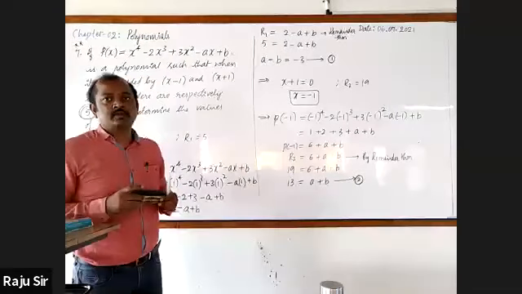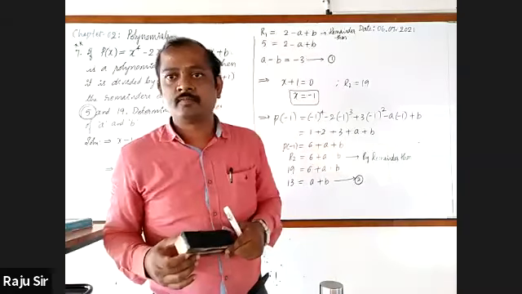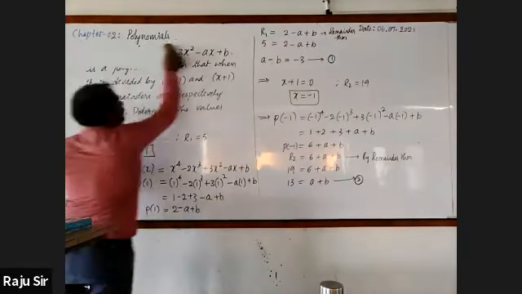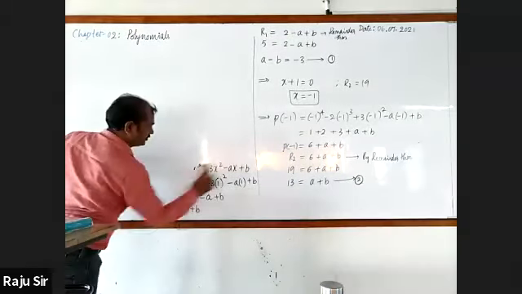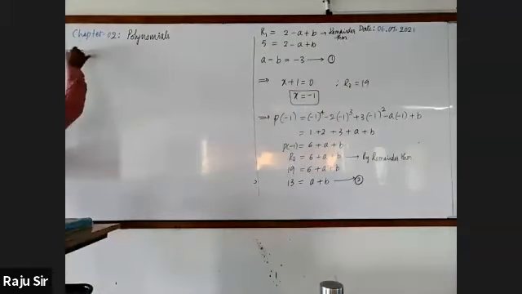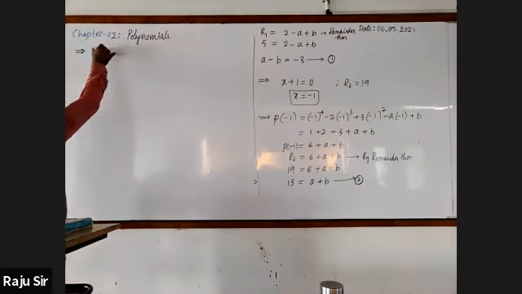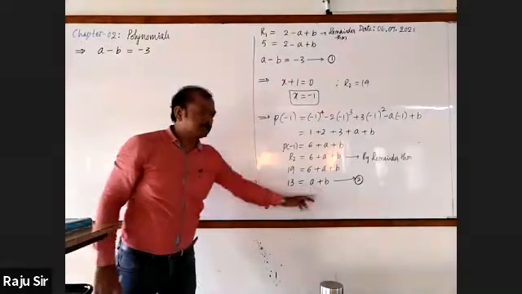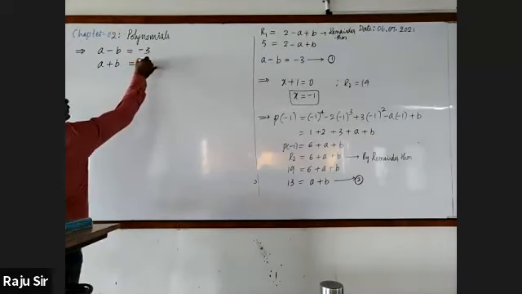Here, let's go for solving. Sir, linear pair. Pardon me? Very good, like linear pair. Sir, what is the meaning of linear pair? Let me write both the equations. The first equation is a minus b is equal to minus 3. Second equation is a plus b, which is equal to 13.